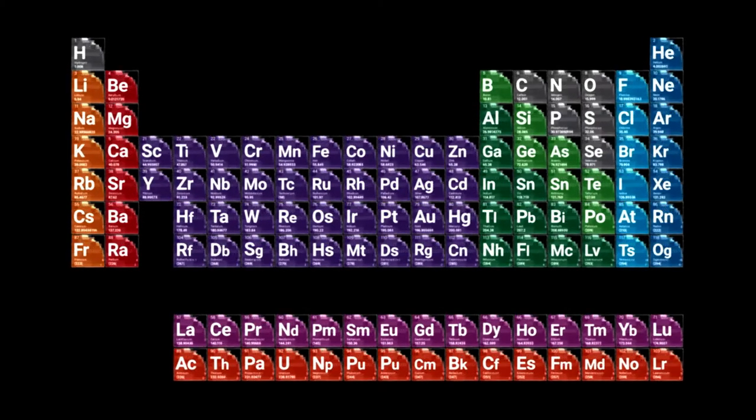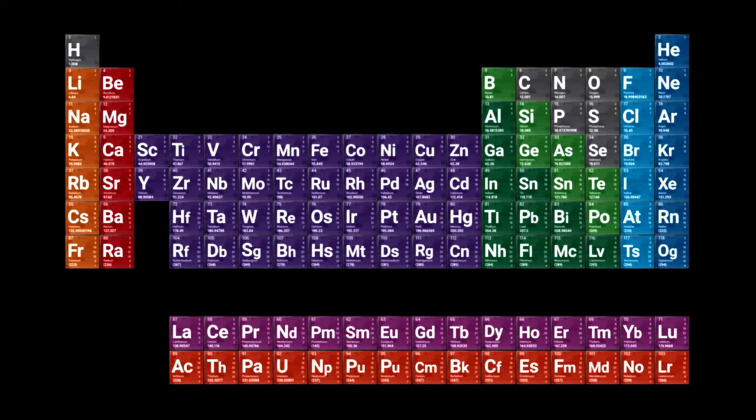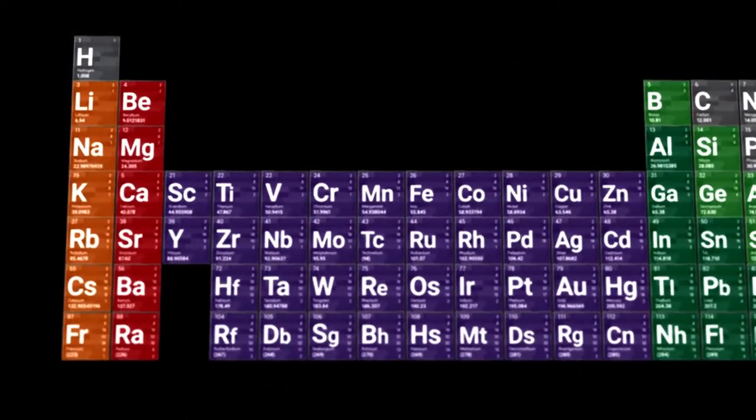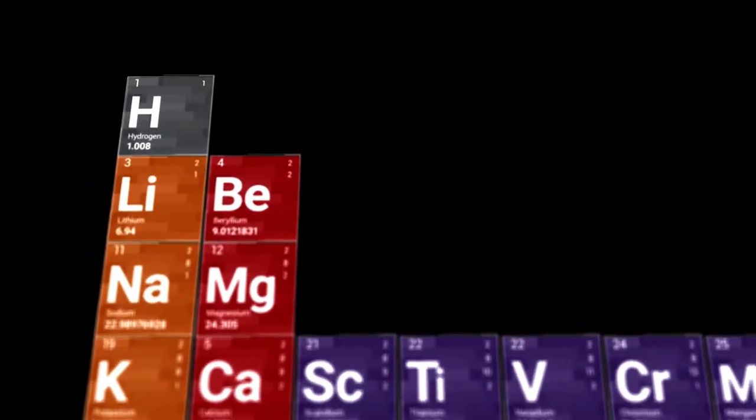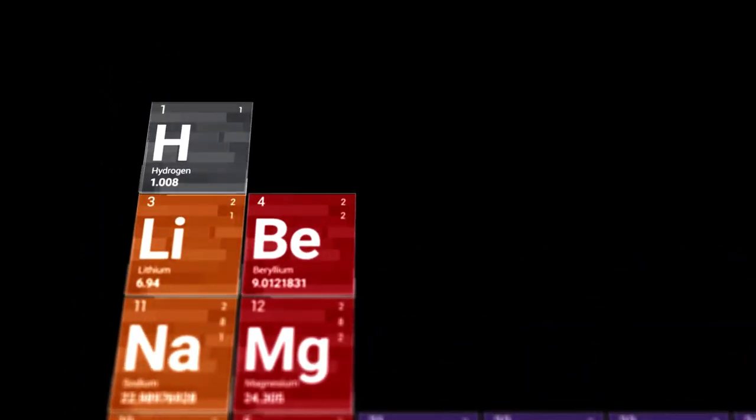So let's get started. As we start on the topic of chemistry, it's pretty important to go over the most important tool in the subject matter. That's the periodic table of elements. This is the periodic table of elements. In the upper left is the nonmetal hydrogen.